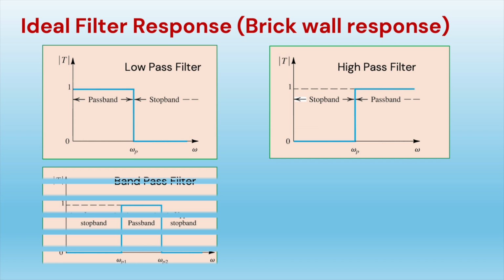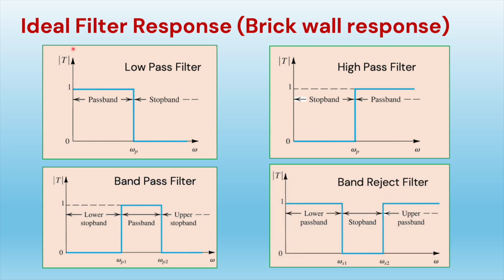This gives the ideal response for the four filters. We have low pass filters which pass low frequencies and attenuate high frequencies. High pass filter attenuates low frequencies and passes high frequencies. Band pass filter passes a specific band of frequencies, and band reject filter rejects or blocks a specific band of frequencies. So we have pass band and stop band. The frequencies in the pass band are passed through the filter, and frequencies in the stop band are stopped, blocked or attenuated by the given filter.